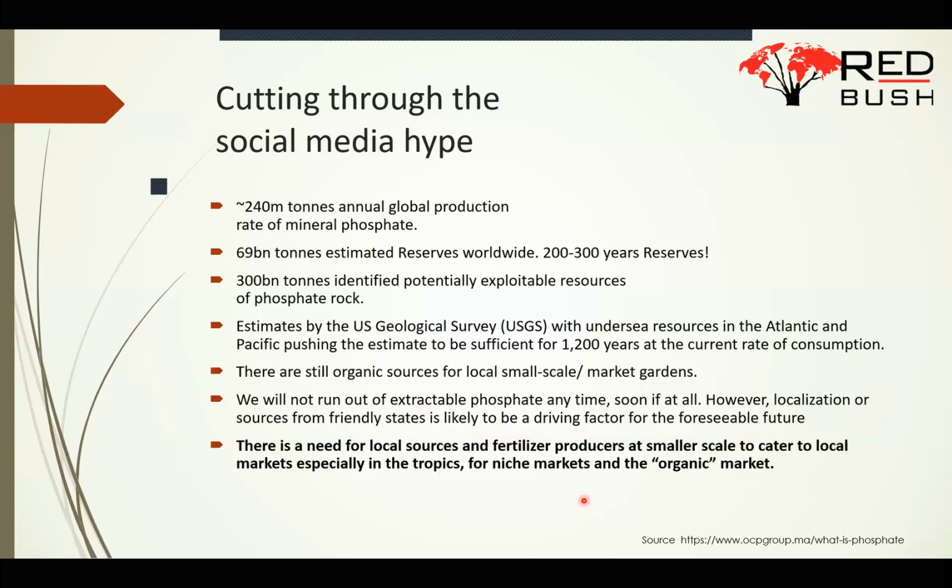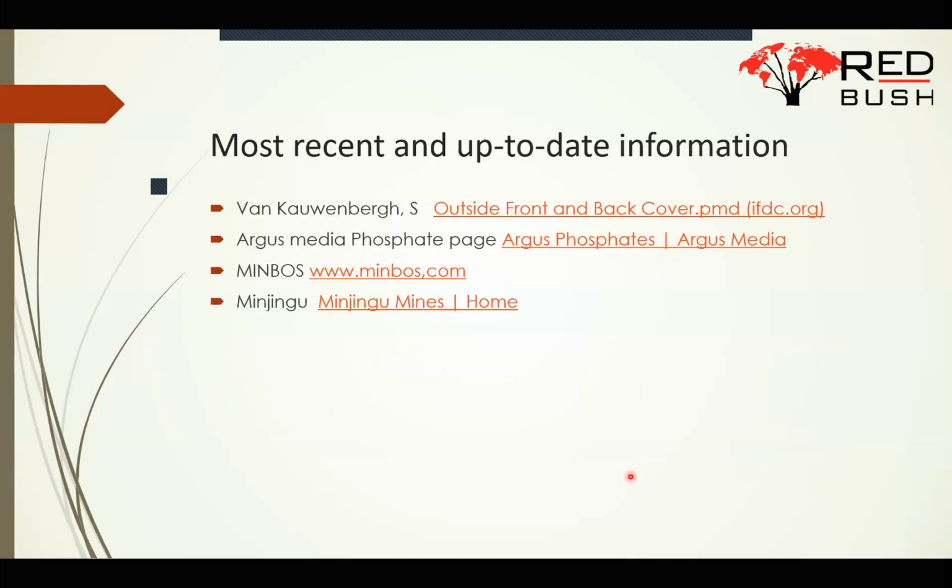There's also a need for local sources of fertilizer producers at small scale to cater for local markets, especially in the tropics, because the big fertilizer guys do not make specialized fertilizer for tropical climates. TSP, just as soon as the monsoon comes, that fertilizer that you put on just washes away in the rain. And there's also scope for niche and organic markets. Right. And if you want some more recent interesting information, these are some references.